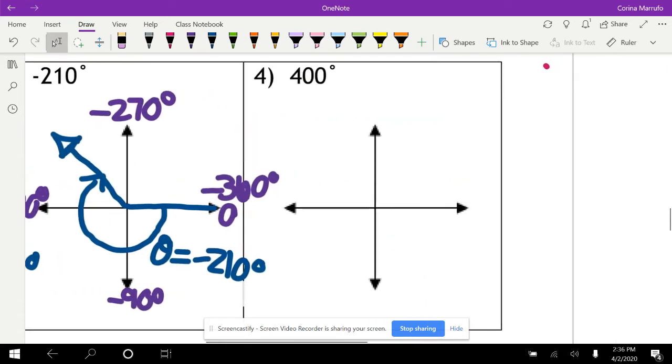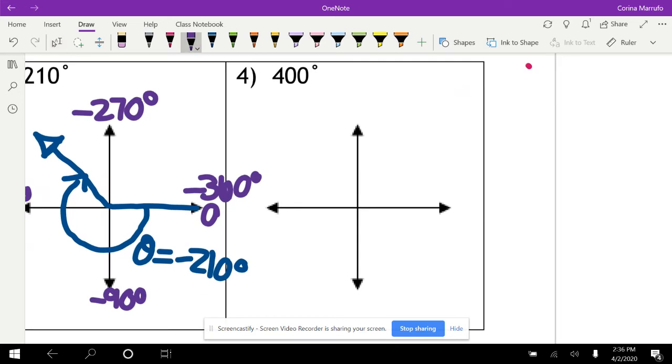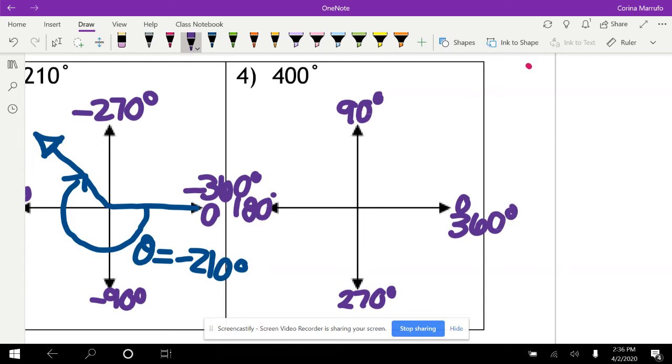All right, next one, 400 degrees. We are going to start off by labeling our axes again. That's 0. We're going in the counterclockwise direction because it is a positive angle. So 0, 90, 180, 270, and 360. But 400 is more than 360, so we're going to take 360 and add another 90 degrees, which ends up being 450 degrees, which makes this our initial side again.